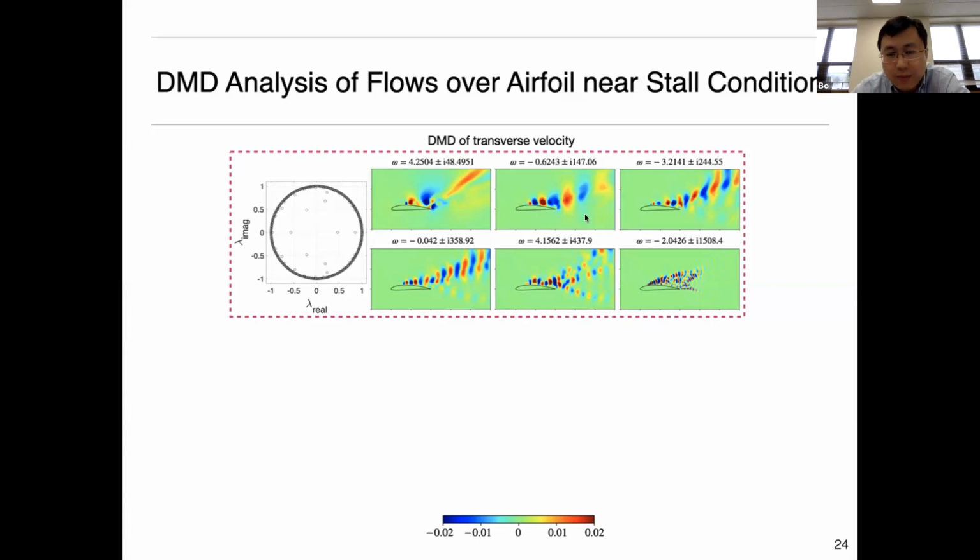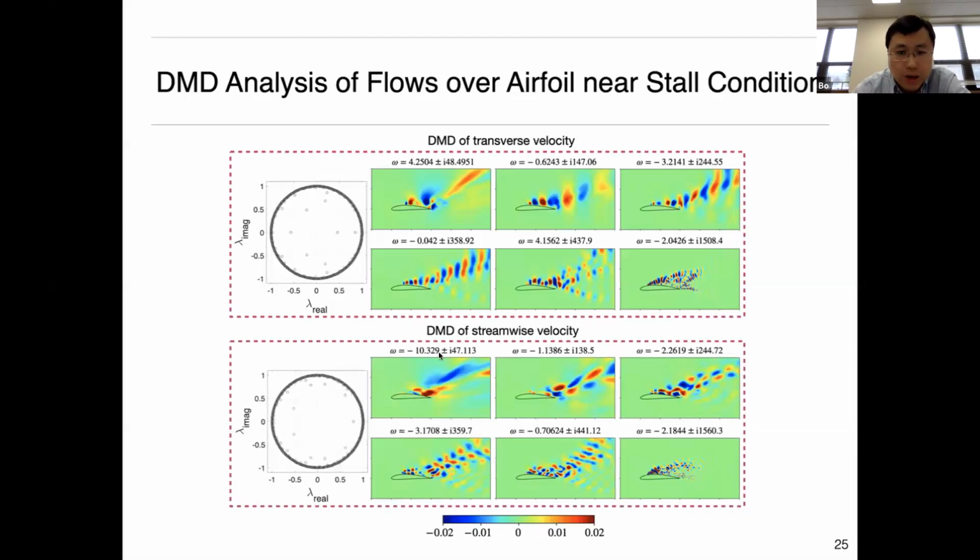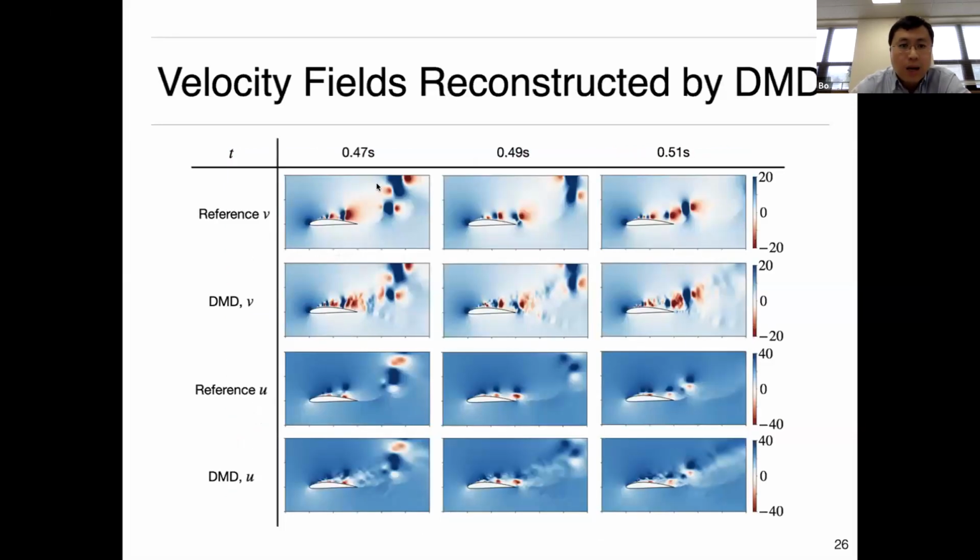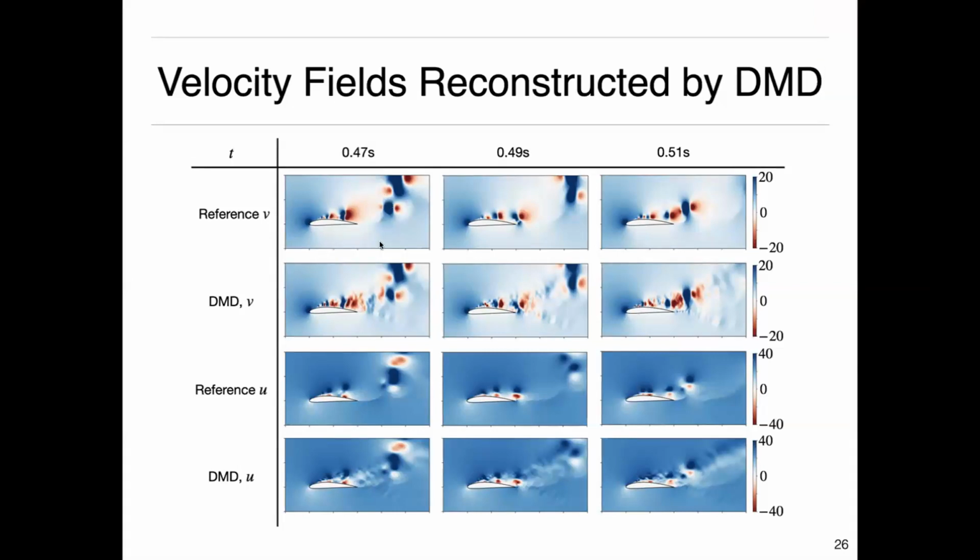As is seen in the right panel of the figure, the DMD modes are closely related with the frequency of the DMD modes. And at higher DMD frequencies, most of the DMD modes are situated close to the airfoil surface. A similar conclusion can be drawn for the DMD analysis of the streamwise velocity fields. I have examined the reconstruction ability of the— Sorry, I have a question.